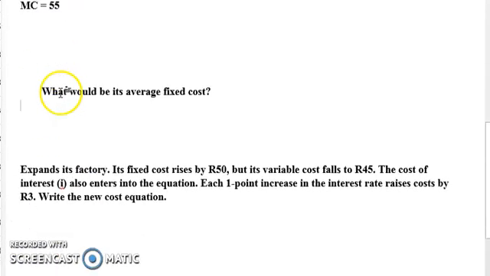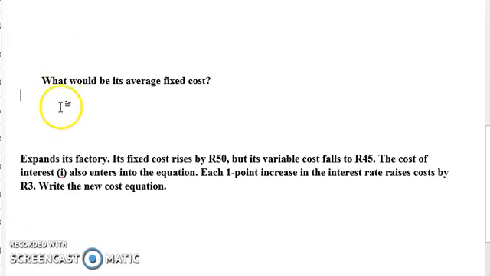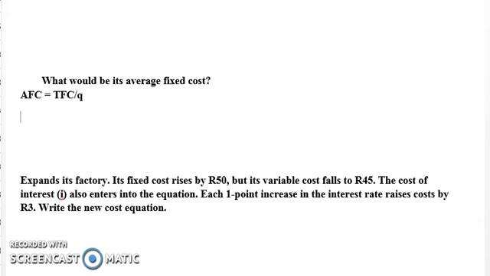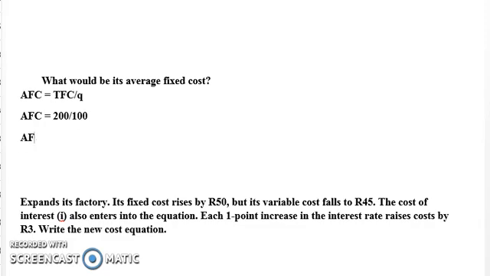Next question is looking at the average fixed cost. The average fixed cost is total fixed cost divided by the quantity. In this case, it is 200 divided by the quantity that we have, which is 100. So that means the average fixed cost at an output of 100 will be 2. So there we go. It's quite easy to do.